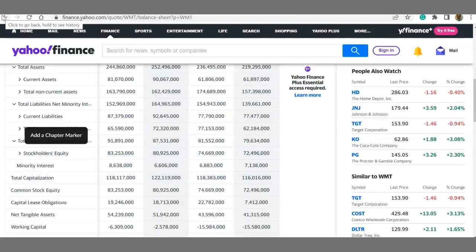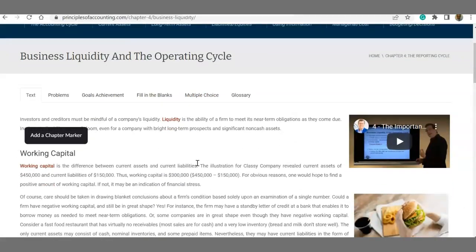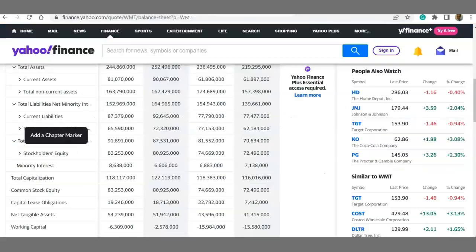Okay, let's go to see if I have anything else to call. Working capital. So, I'm sorry, before we move on, on Yahoo Finance, I don't see the statement of retained earnings. I mean, the net income's on the income statement, but do they give you dividends somewhere or?